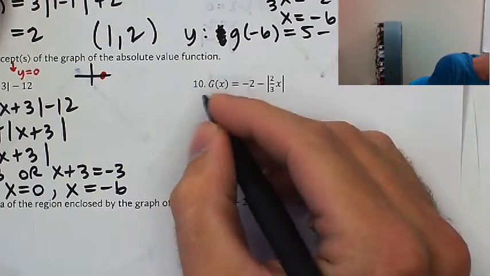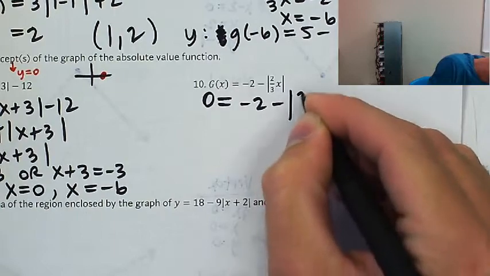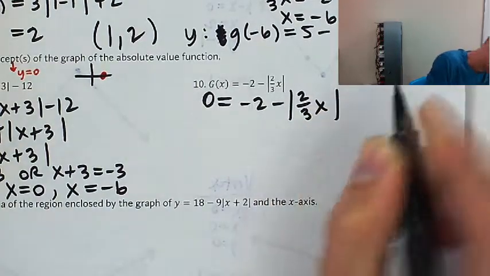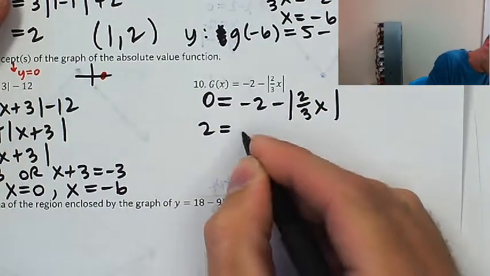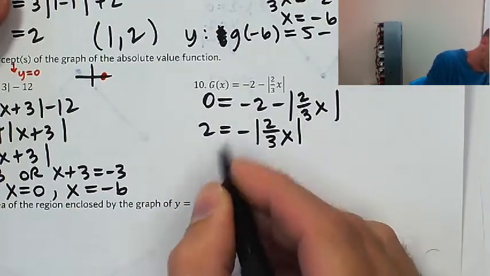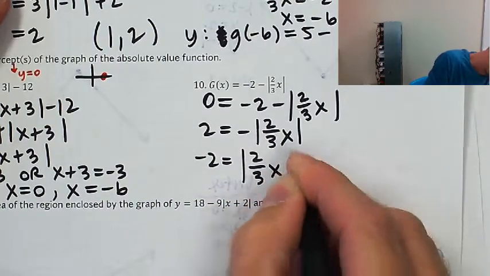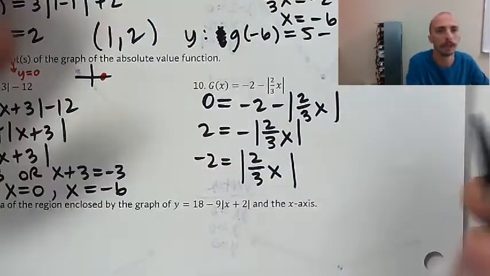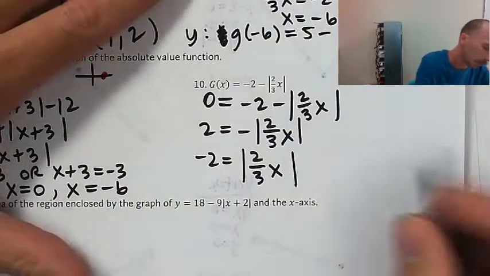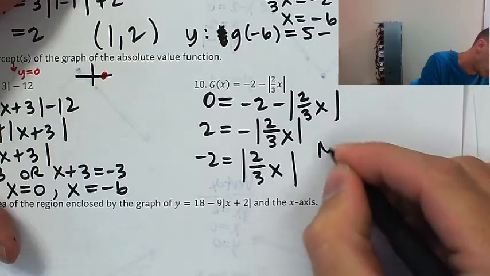And so I'm going to set g of x equal to 0. Okay, add 2 to both sides. Divide by negative 1. And when we see absolute value equaling a negative number, that's just, no, not going to happen, not possible. So I say there's no solution, and then there's no x-intercept.